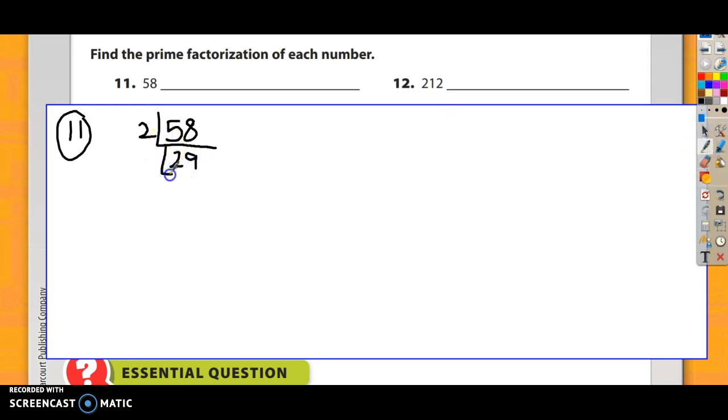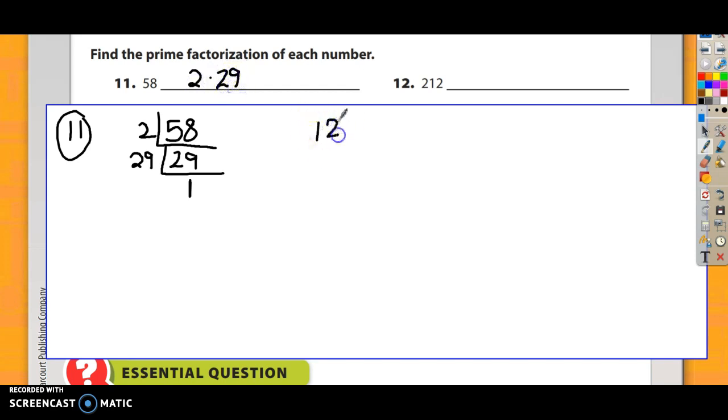And does 2 go into 29? It doesn't. Does 3? No, 3 doesn't go into 29. In fact, I can't think of any numbers that go into 29. And actually, nothing does go into 29, because 29 is prime. So, because 29 is prime, I put a 29 here, and then I put a 1 here, because 29 goes into itself once. And there's only 2 prime factors. It's 2 and 29. So the prime factorization of 58 is 2 times 29.